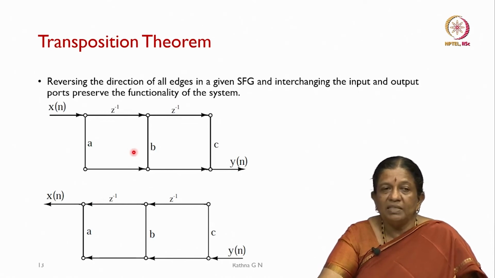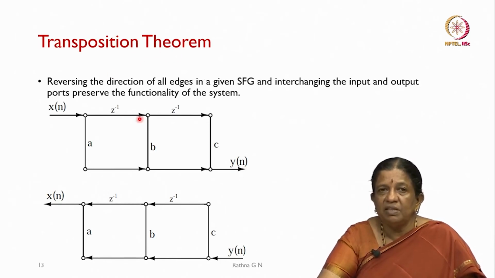Next one is, as I was talking about the structure, can we have a transposition theorem incorporated in the signal flow graph? That is, what we are going to do is reverse the direction of all edges in a signal flow graph (SFG) and interchange the input and output ports, which preserves the functionality of the system. So, we say that x of n is the input, y of n is the output, this is in the feed forward form.